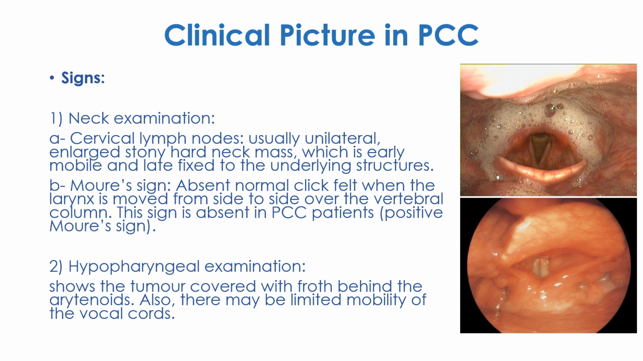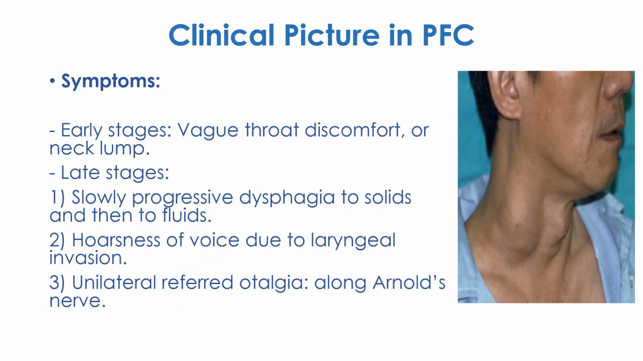Adduction of the vocal fold might bring up the appearance of the post-cricoid mass just behind the arytenoids. And for the piriform sinus or piriform fossa carcinoma, the symptoms in early stages are vague throat discomfort or neck lump. In later stages, they normally present with slowly progressive dysphagia, first to solids and then to fluids, hoarse voice due to laryngeal invasion, and unilateral referred otalgia along the Arnold nerve of the vagus nerve.